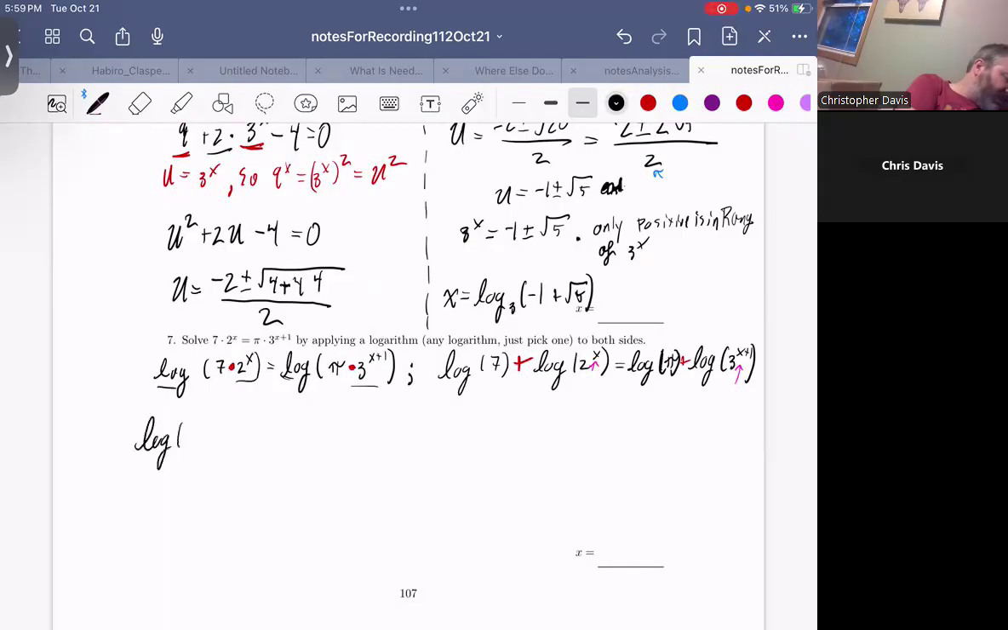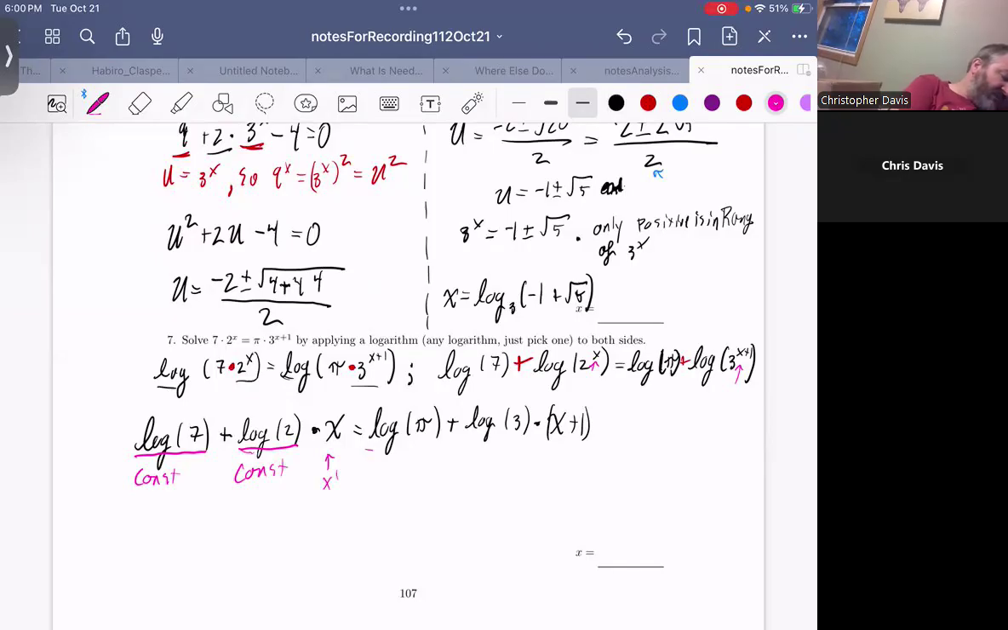They can pull those exponents out. So I'm seeing log of 7 plus log of 2 times x equals log of pi plus log of 3 multiplied by x plus 1. Ooh, and here's some stuff you see. Let's look at each ingredient. What is this log of 7? That's a constant. There's no x's in it. Log of 2, that's a constant. There I see x to the power 1. Here I see a constant. Another constant.